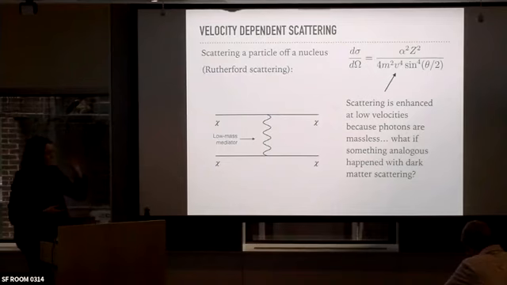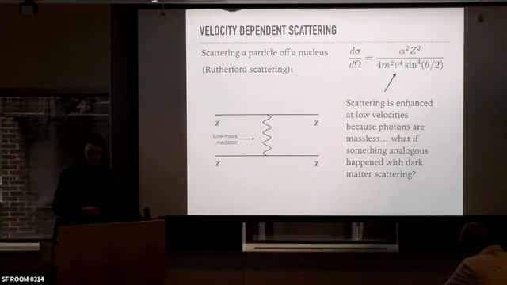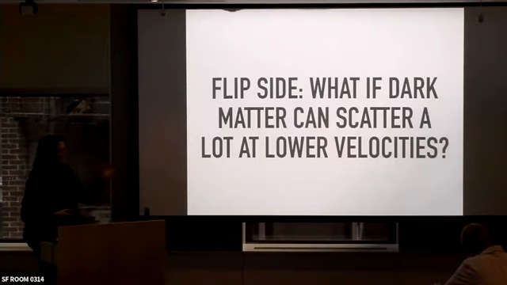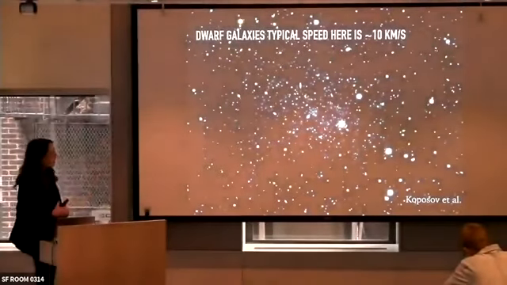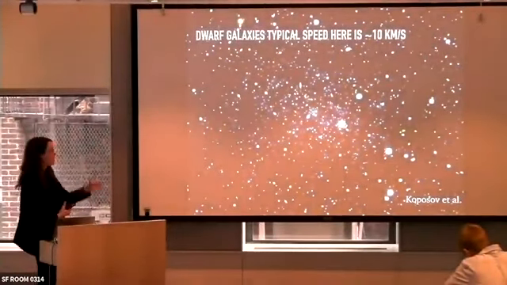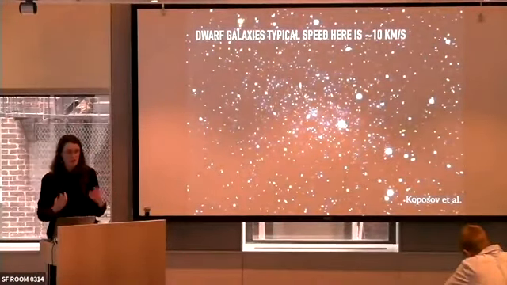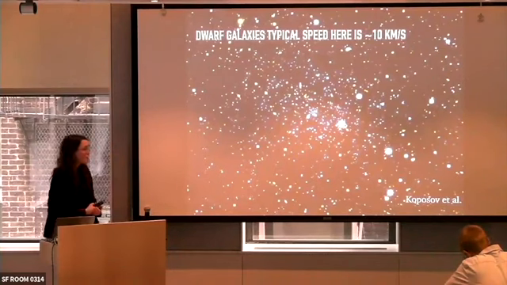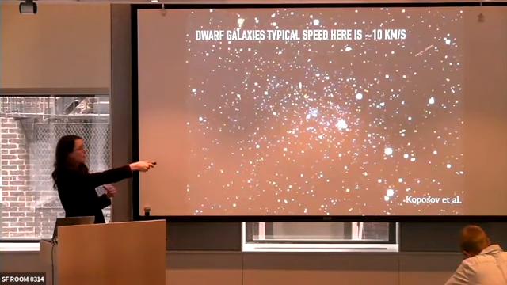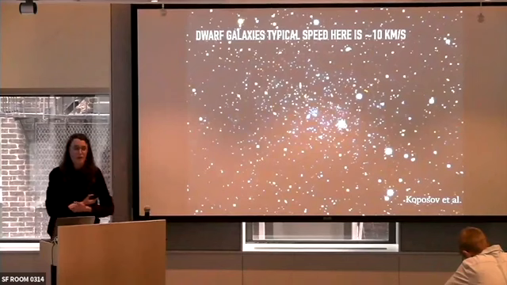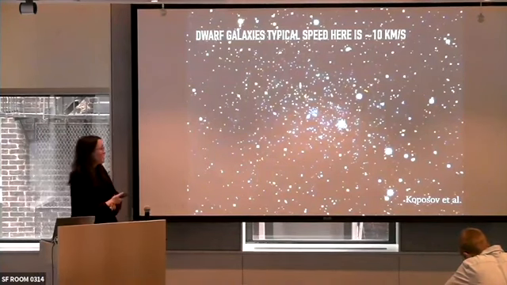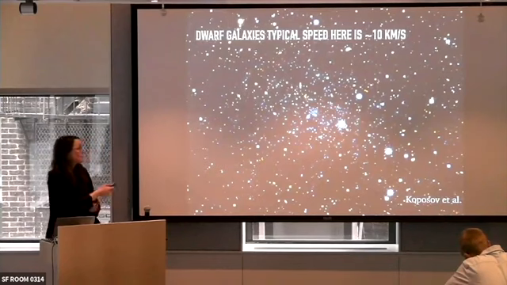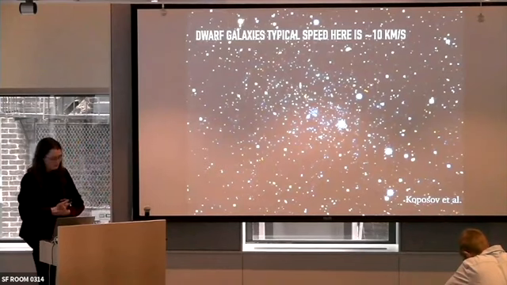And so, again, I'm going to push on the standard assumptions and ask on the flip side, what if dark matter could scatter quite a lot at lower velocities? And these kinds of galaxies would be a great place to test that because they're so dark matter dominated, so it's a great laboratory to look for dark matter physics, and at the same time, the velocity here is several orders of magnitude smaller than what it was in these merging clusters, right? So if there's anything funny going on here at low velocities, this is a great place to test it.